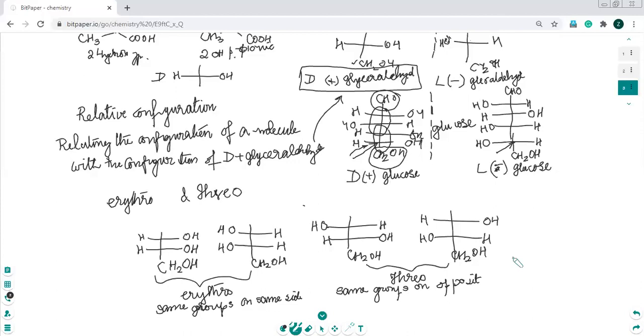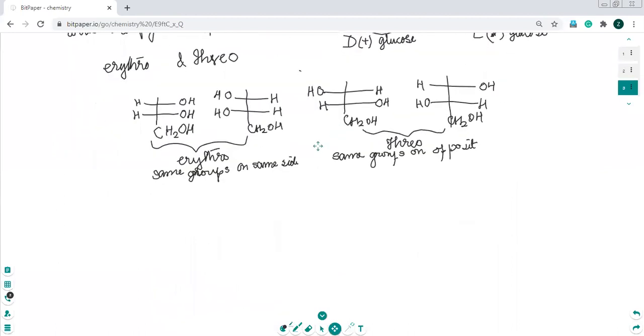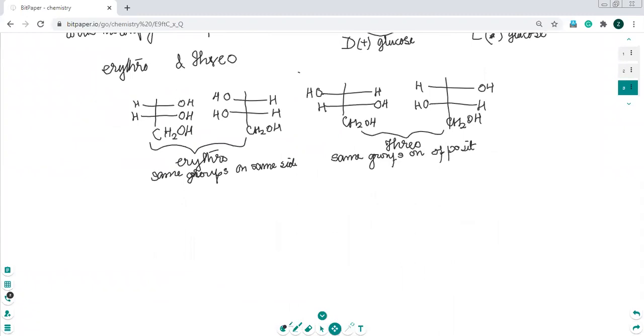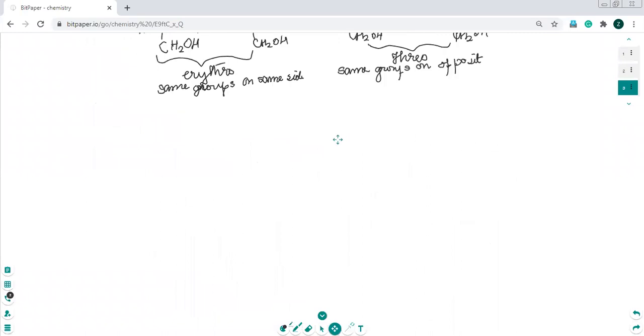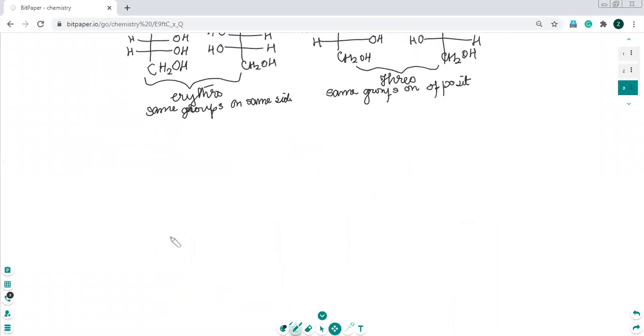But remember, these methods will not describe the configuration of all the carbons in the molecule. For that purpose, we have to assign the configuration of each carbon in a molecule with a specific method which is called absolute configuration.